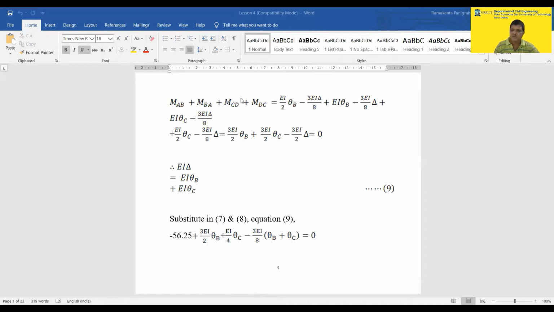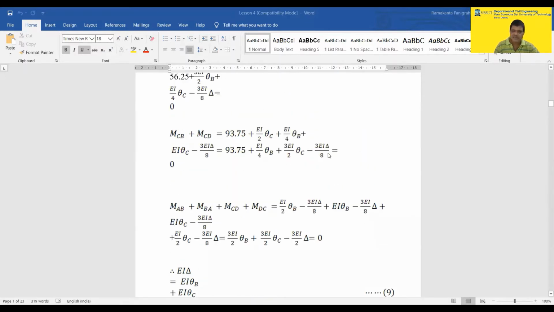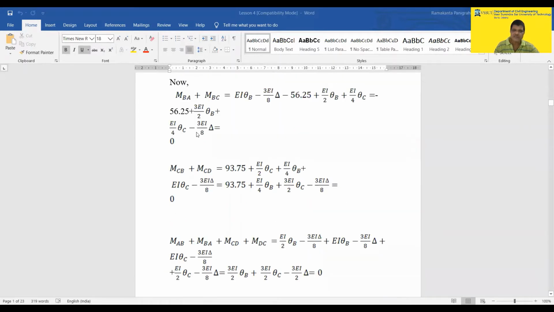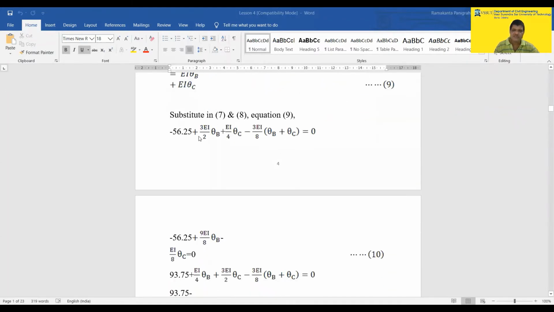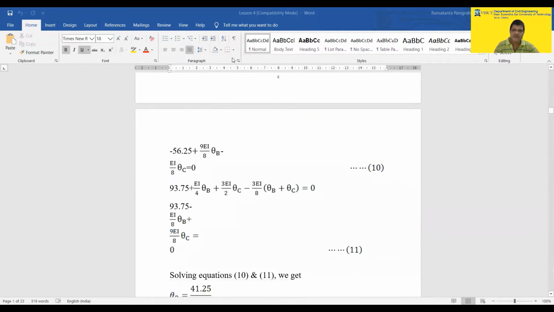So now we can go to equation number 7 and 8. In equation 7 and 8, EI delta value can be replaced by EI theta B theta C. You can see here, this is EI delta by 8, so we can put in place of EI delta theta B and theta C. Here also EI delta by 8, you can put in terms of theta B and theta C. So substituting these values in equations 7 and 8, equation 9 can be put here. So you can put this in terms of theta B and theta C. Now you will find equation number 10 and 11.